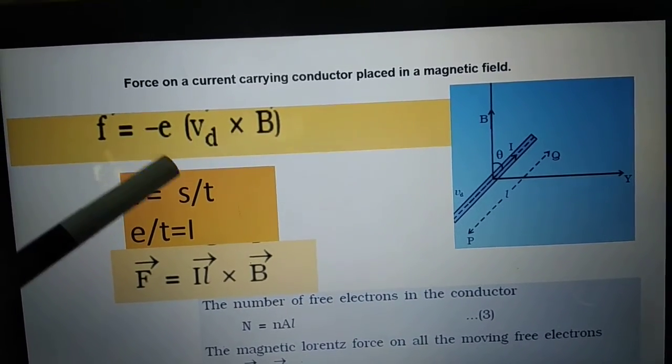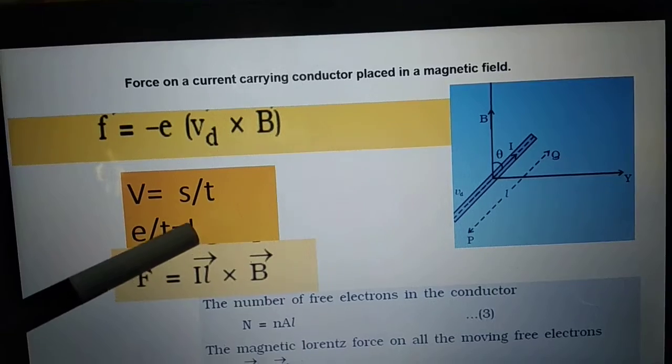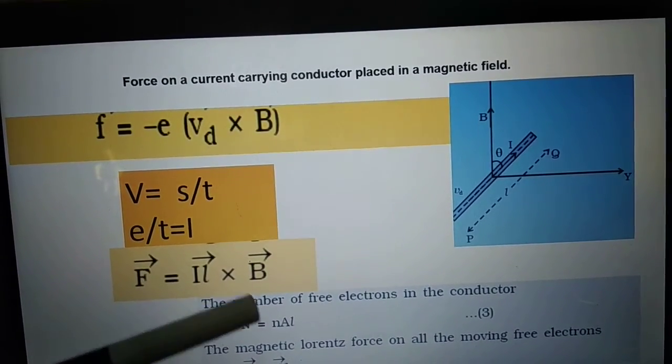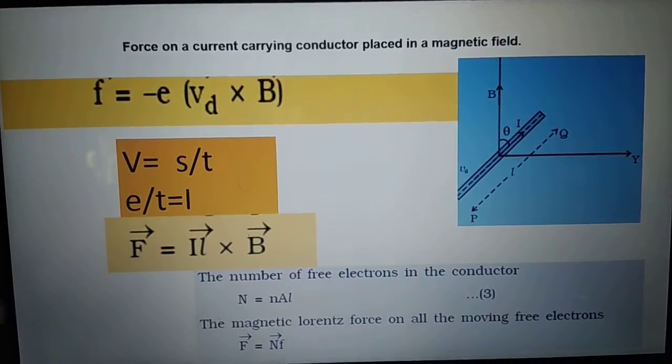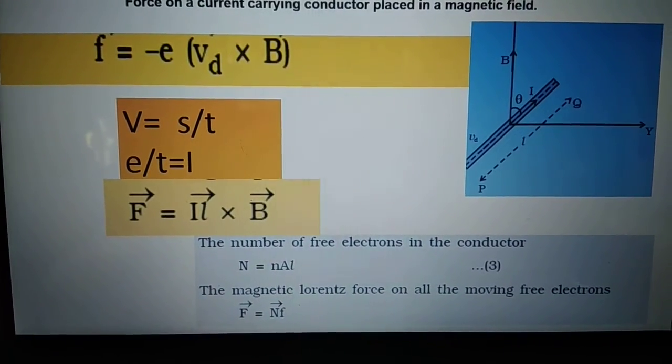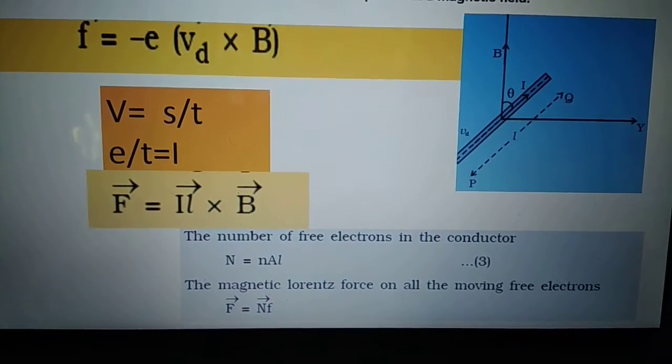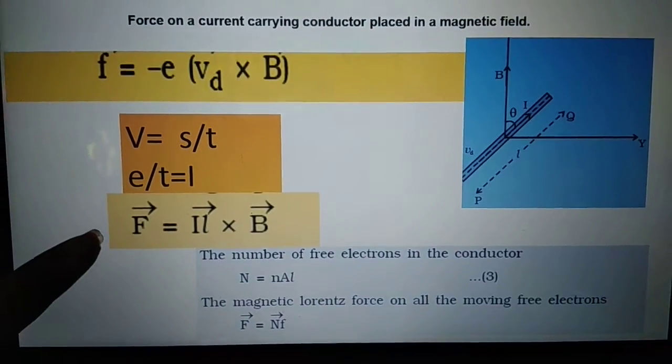Now charge divided by time is equal to current. So I am left with current into L cross B. This expression in your lower classes you have learned like F is equal to BIL sine theta. This is for remembering the formula.